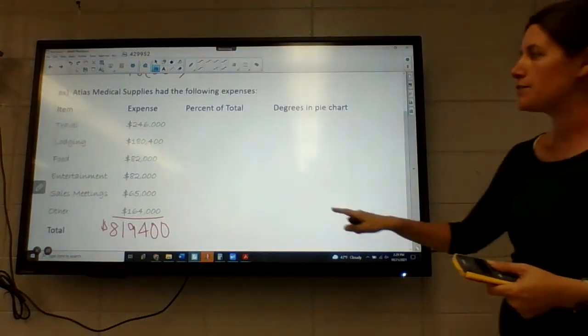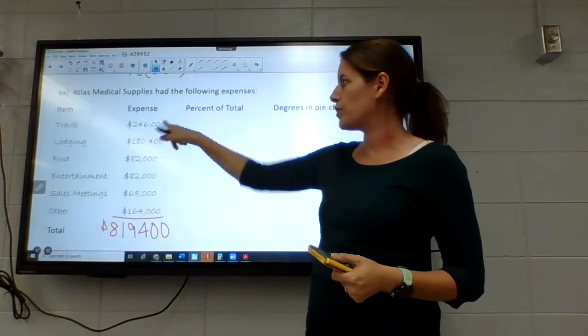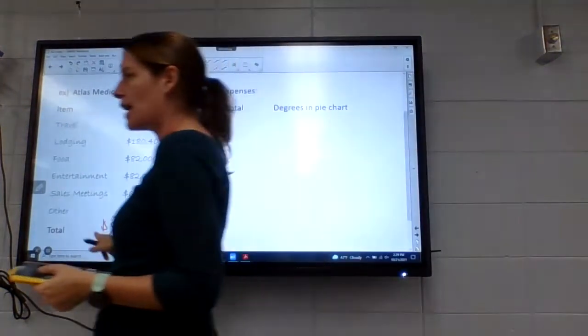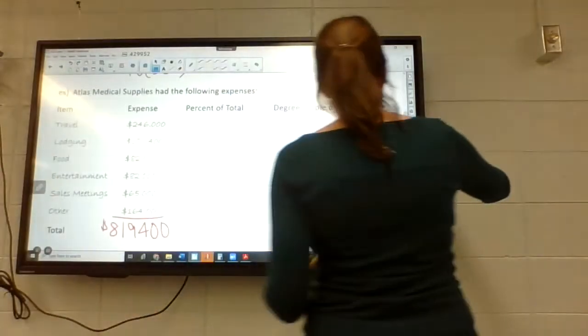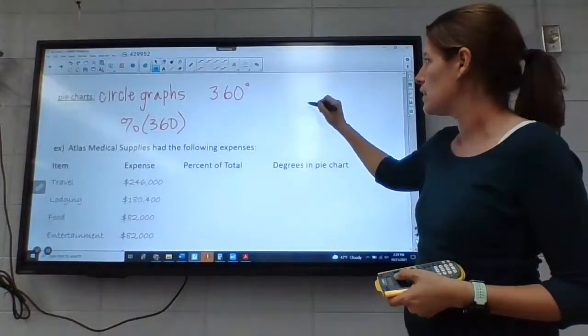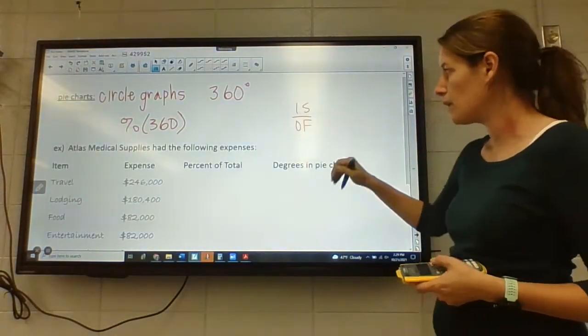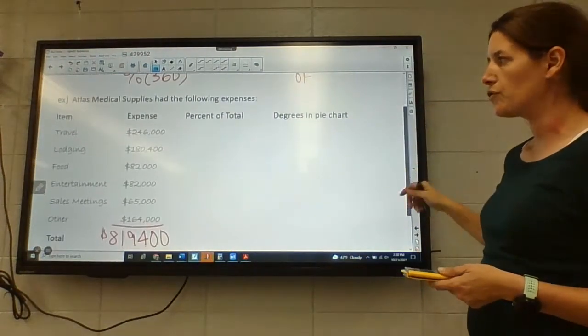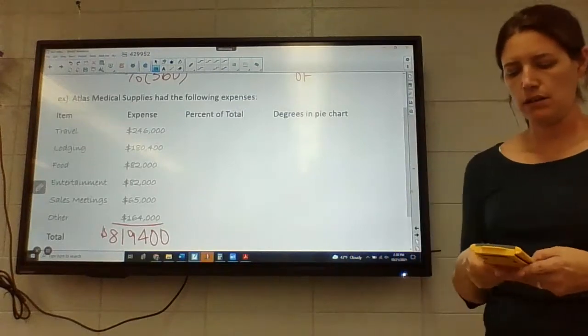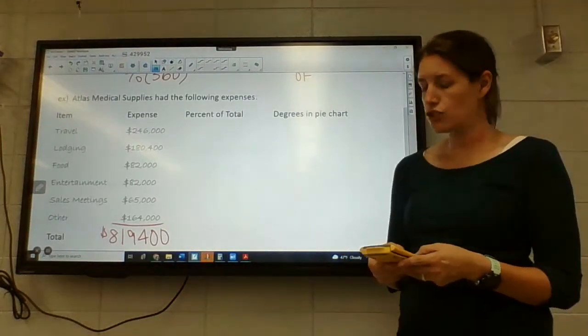So to figure out if the travel is 246,000, how do we figure out what percent of the total that is? Do you guys remember? How do we figure out percent? This was a few chapters ago. You divided by what? Do you guys remember the fraction is over of? Yeah. It's the part over the whole. So we basically take the 246,000 and divide it by the whole, which is the total.